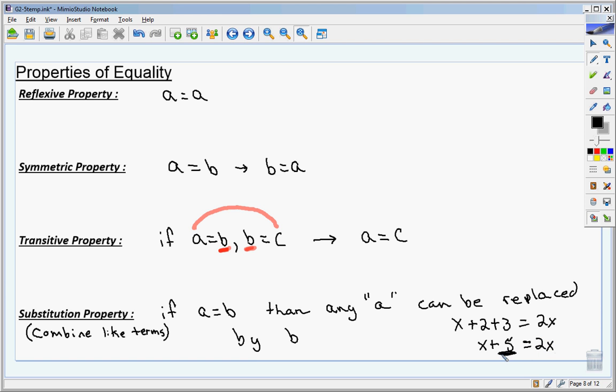What property would allow me to take 2 plus 3 and replace it with 5? And it is substitution, because 2 plus 3 equals what? Which means any place I see 2 plus 3, I can substitute that 5 in its place. So we use it all the time. We've just never named it that way.